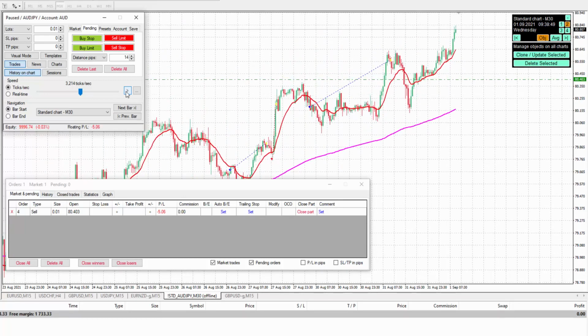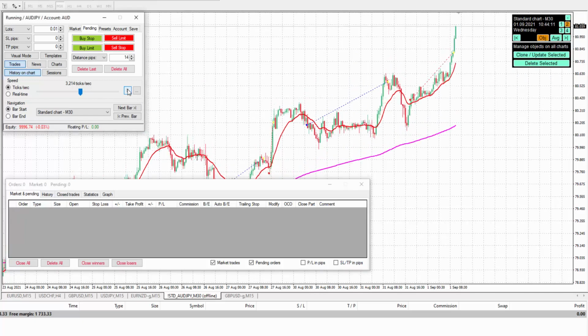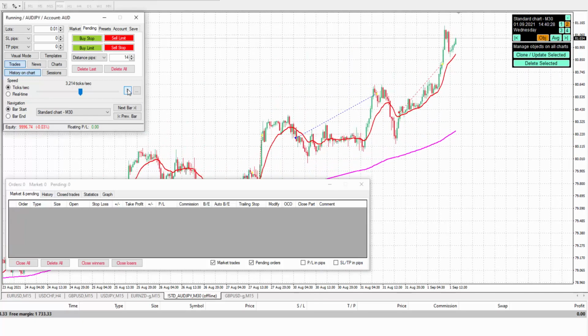Okay, little problem here. We entered the sell position and then the price went up. Doesn't matter, but the whole purpose of this exercise is to show you what the trades look like. I'll just move the price along a little bit.